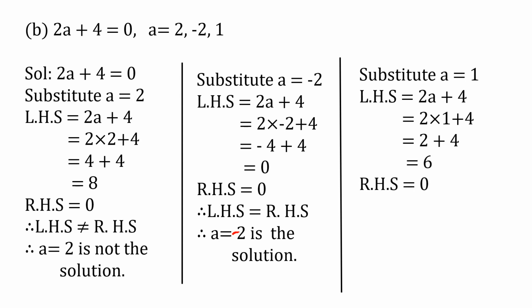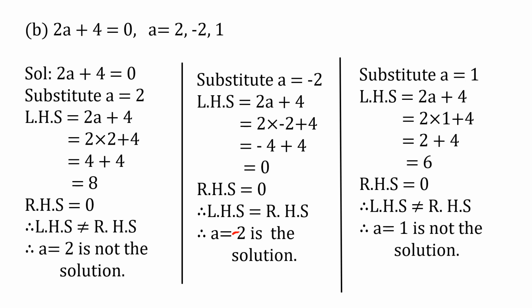And the right hand side, student, given is 0. So your left hand side is not equal to the right hand side. Therefore, a equal to 1 is not the solution. Okay student. Now moving to the second question of the worksheet.